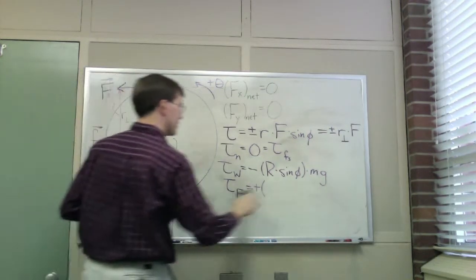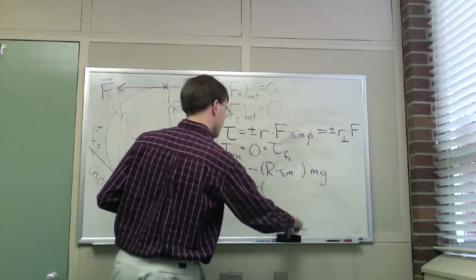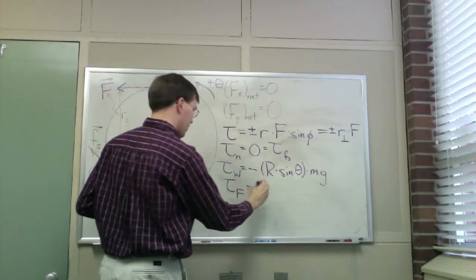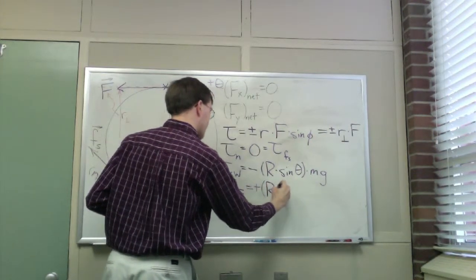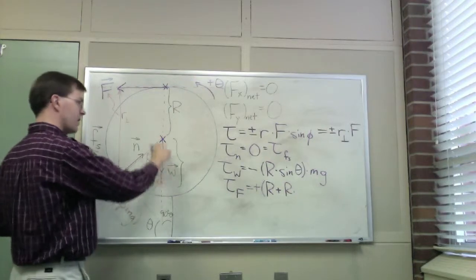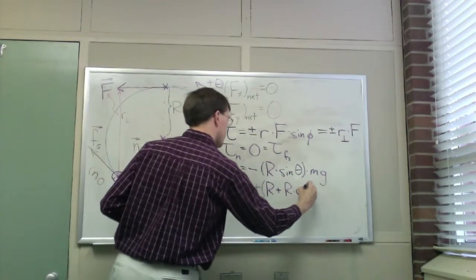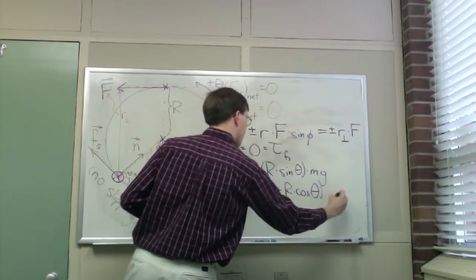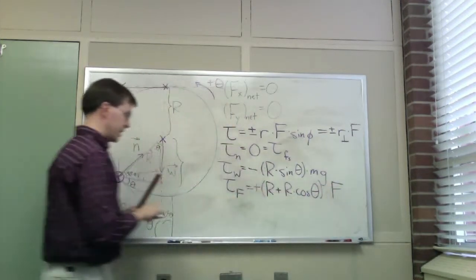My vertical height is r plus r sine theta. Sorry, that was supposed to be a theta. So this one is going to be r plus r times cosine, my adjacent side, r times cosine theta, times whatever the magnitude of the force F is that I need to solve for.